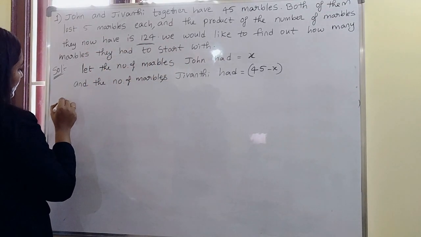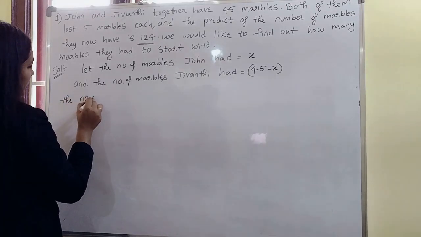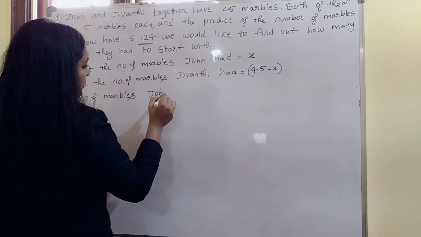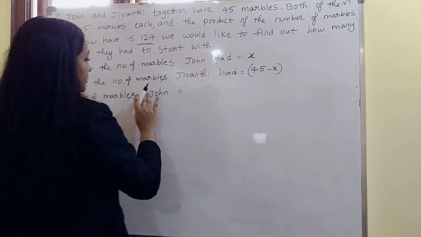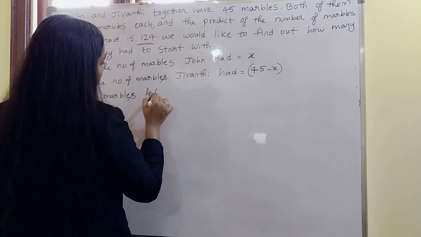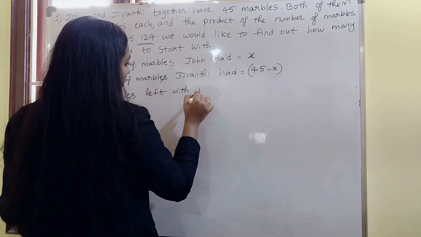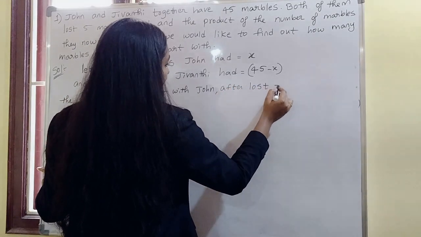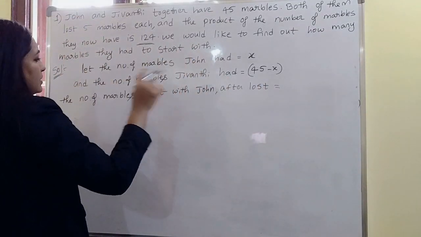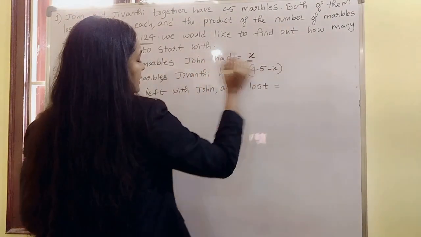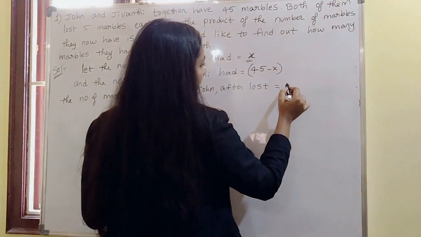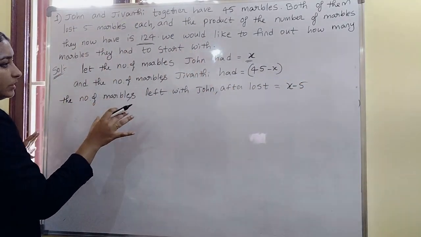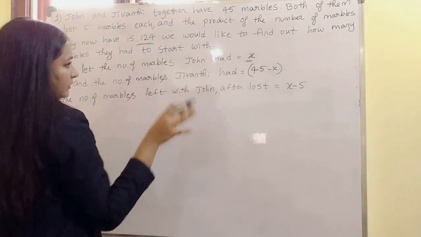Now the number of marbles left with John after the loss. Okay, how many did he lose? 5, right? So how many did he have? x marbles, x number of marbles. So we subtract 5 from x, that is x minus 5. Is it clear? So this is the number of marbles left with John right now.